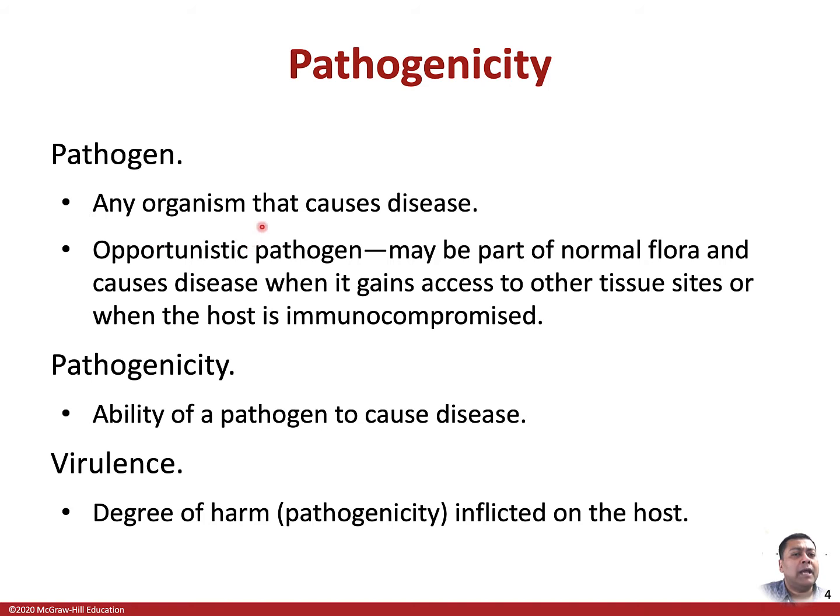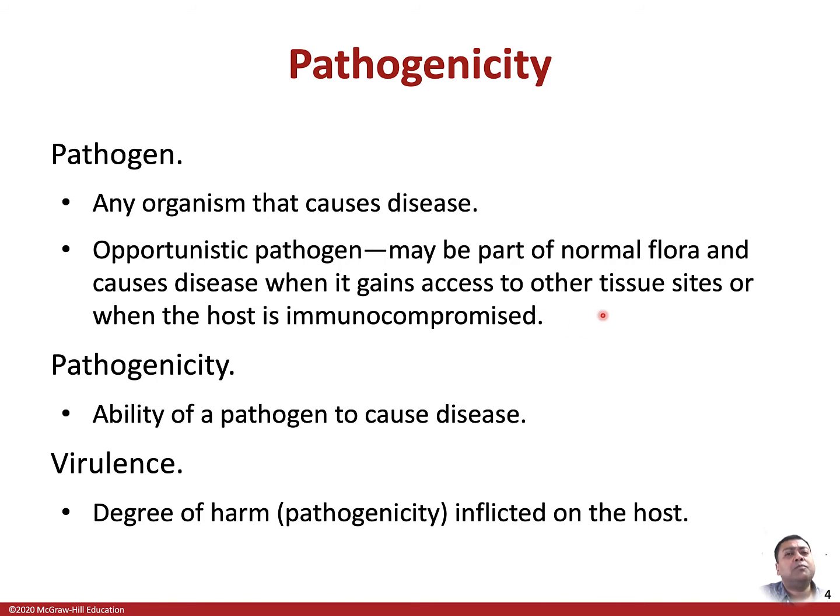On the other hand, opportunistic pathogens may be normal flora that cause a disease when they gain access to other tissue sites or when the host is immunocompromised. A classic example of these opportunistic pathogens is E. coli. We have a lot of E. coli in our gastrointestinal tract, particularly in the colon area. They do help in digestion of our food material, and they have a safe haven.